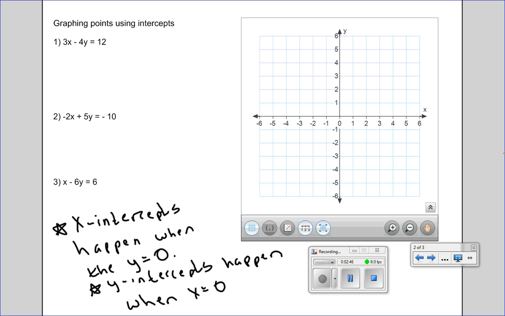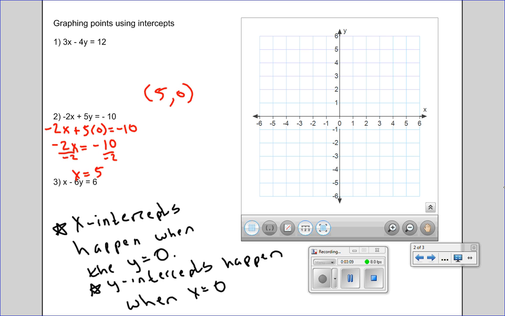Okay, let's give it a try. Let's start by finding the x-intercept. Find the x-intercept and make the y 0. So negative 2x equals negative 10, divided by negative 2. X equals positive 5. So I get 5, and then 0 is 1 point.